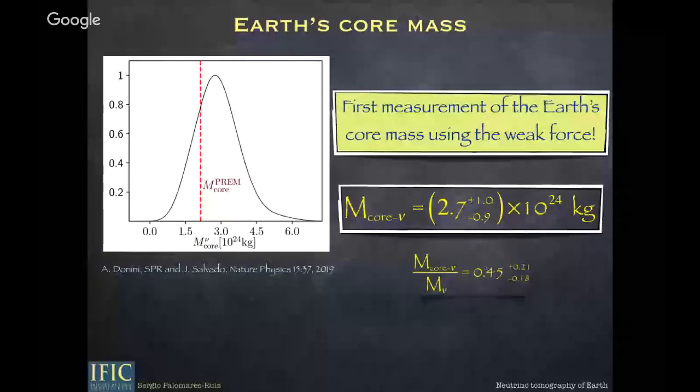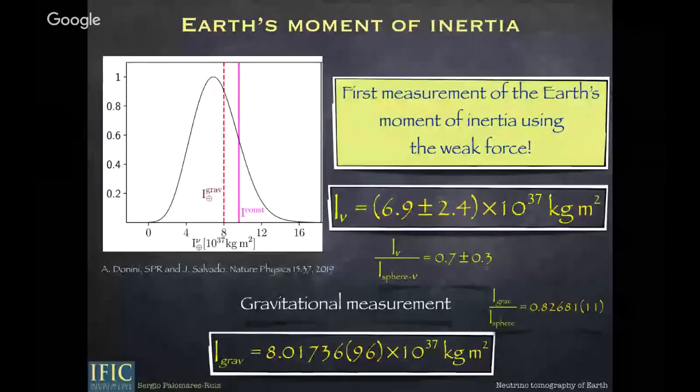One can also, for instance, measure the moment of inertia using, again, only the weak force. And again, this is the result that we get, 6.9 times 10 to the 37 kilograms meter square. And this is fully compatible within 1 sigma with the gravitational measurement. Of course, the error is bigger. Actually, we can even do a first estimate.